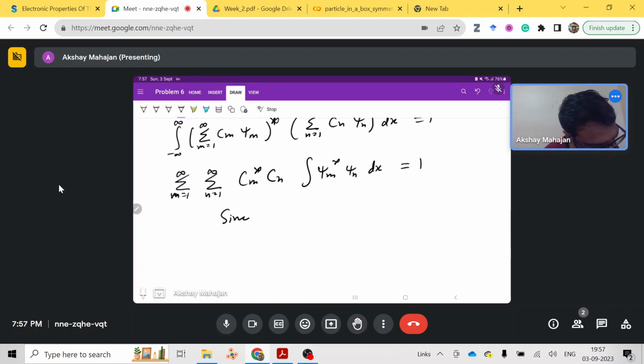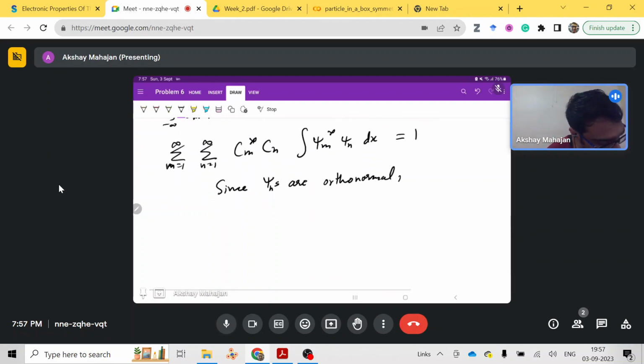Now since psi n are orthonormal, what we have is the integral from minus infinity of psi m star psi n dx. So that will be equal to delta mn, where delta mn is the Kronecker delta.